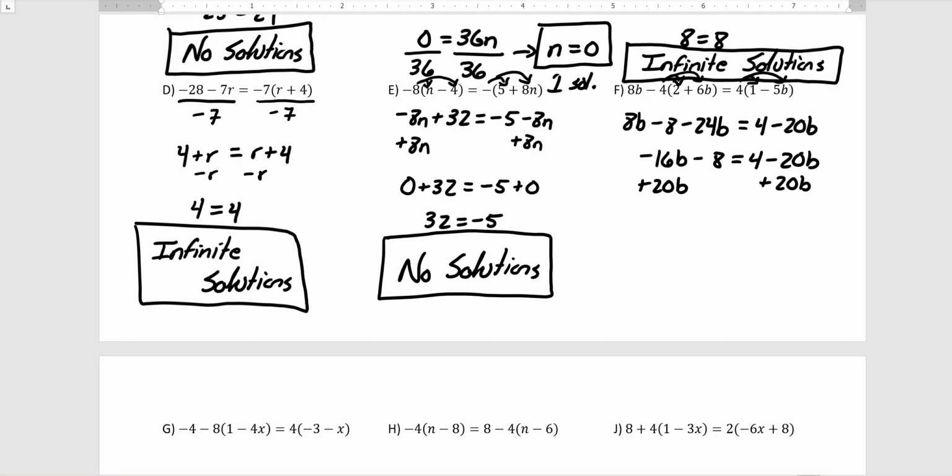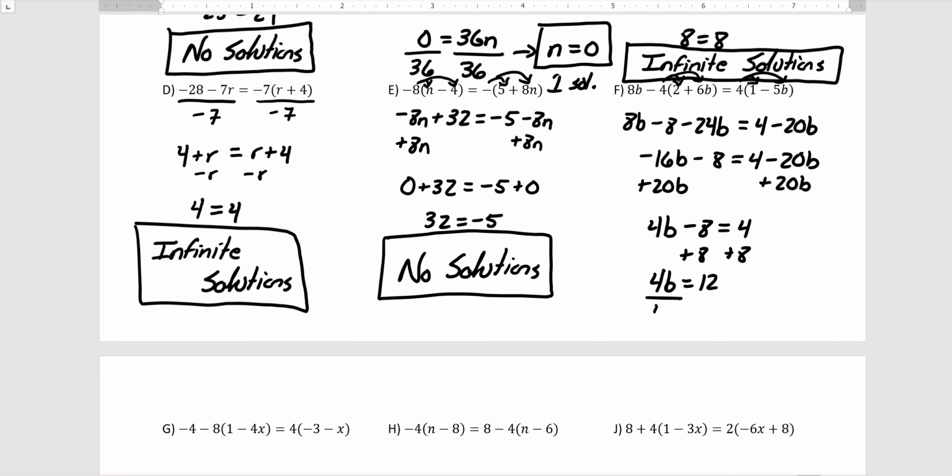Negative 16b plus 20b. Negative 16 plus 20 would be positive 4, so I'd have positive 4b minus 8 equals 4, right? Because negative 20b plus 20b would cancel out there. So I'll add 8 here, add 8 here. So I got 4b equals 4 plus 8 is 12.